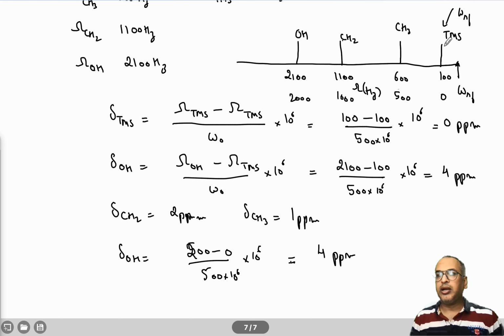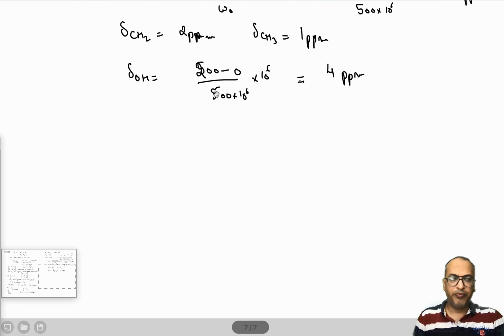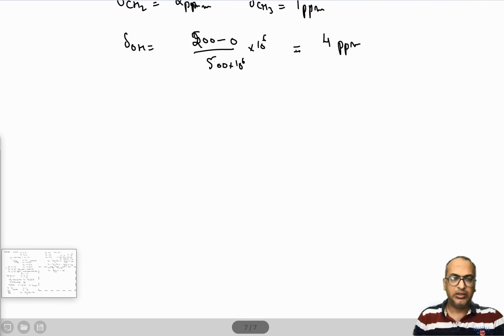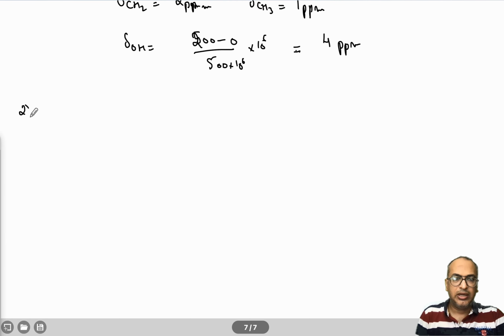In general, peaks are always compared with respect to TMS or DSS. You can always compare with respect to water, but you need to mention that. So that is all about chemical shift. Another important feature which is to be discussed is called signal averaging.